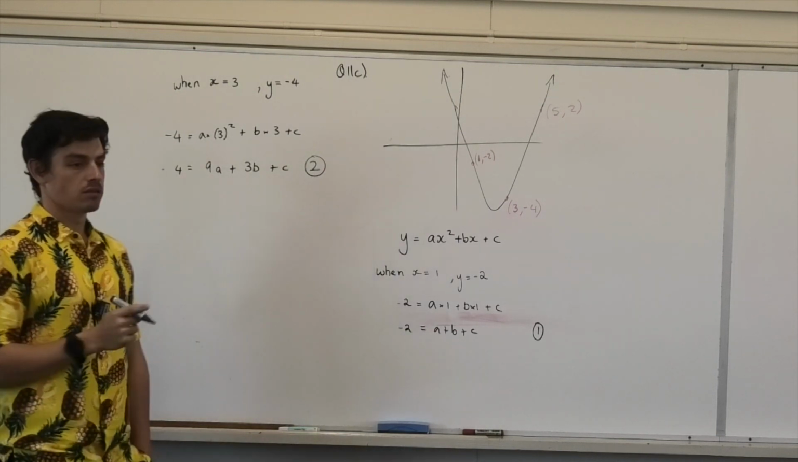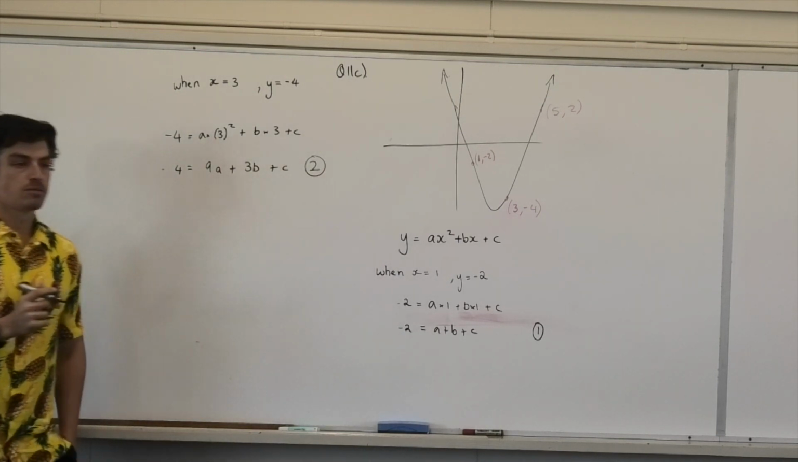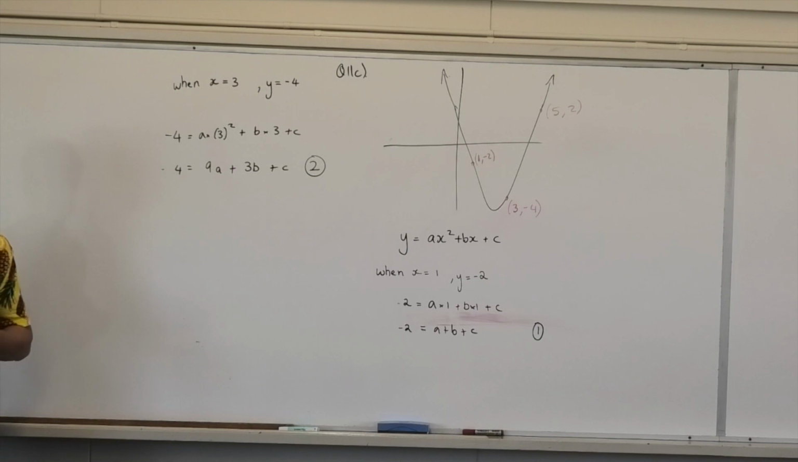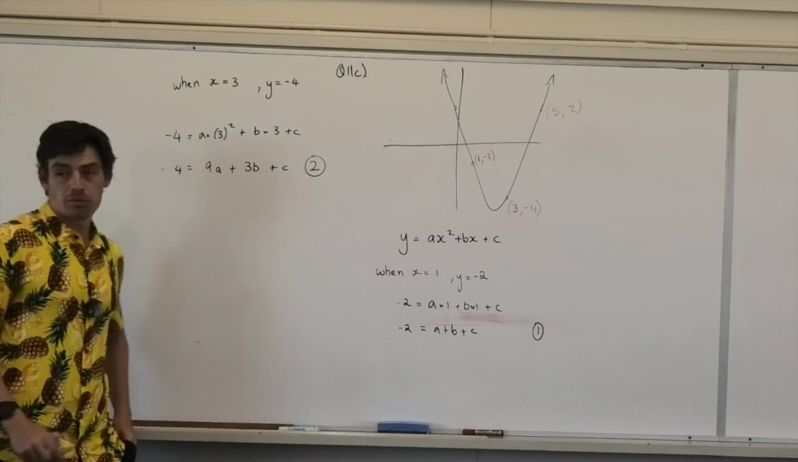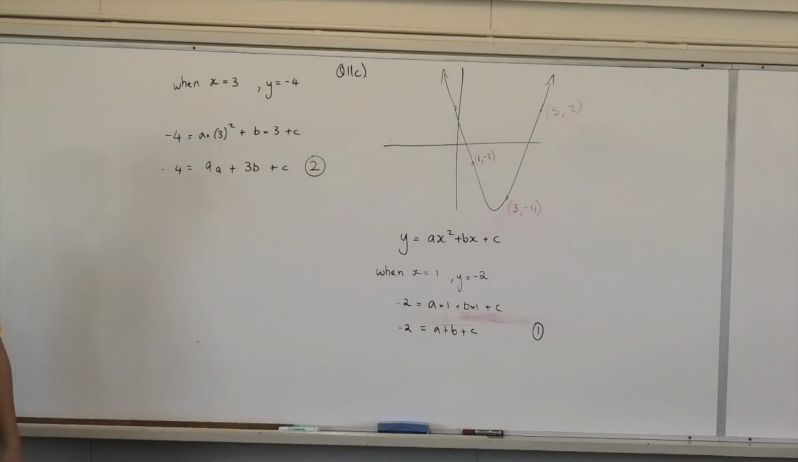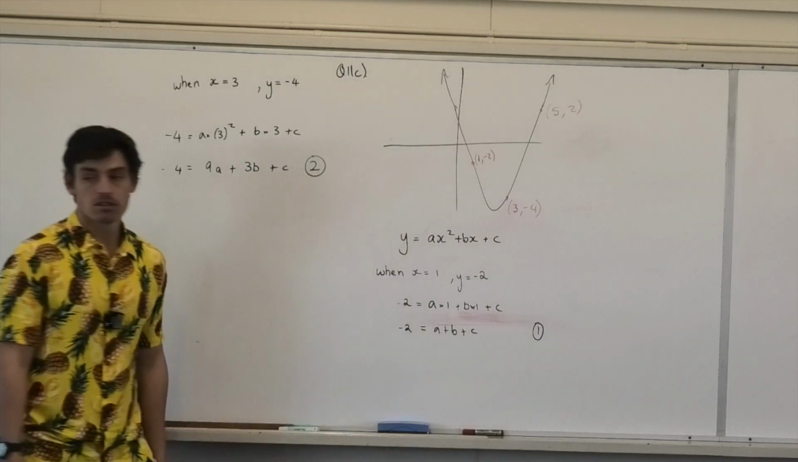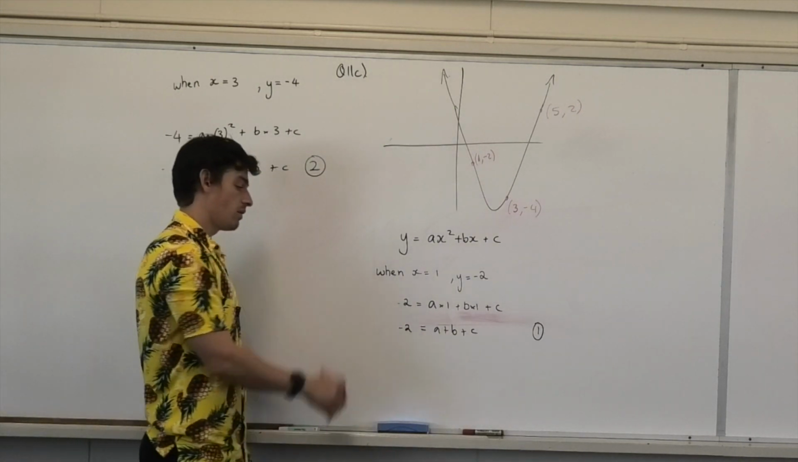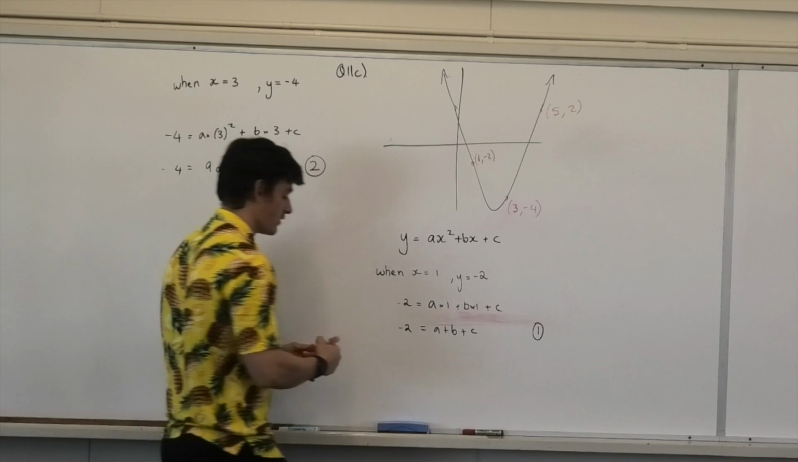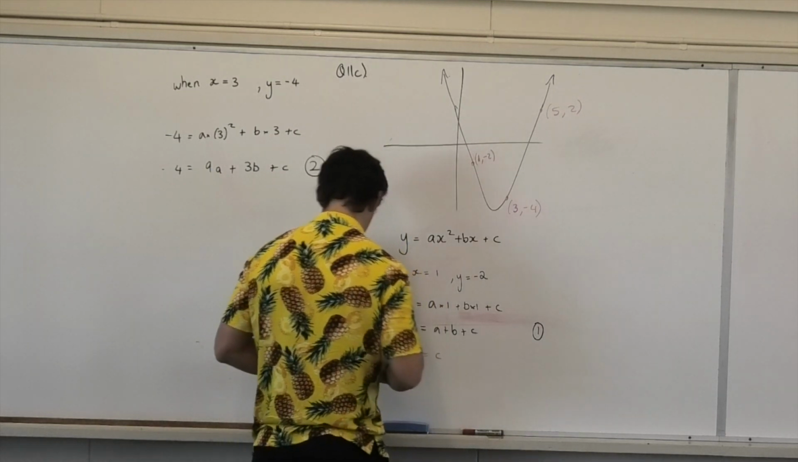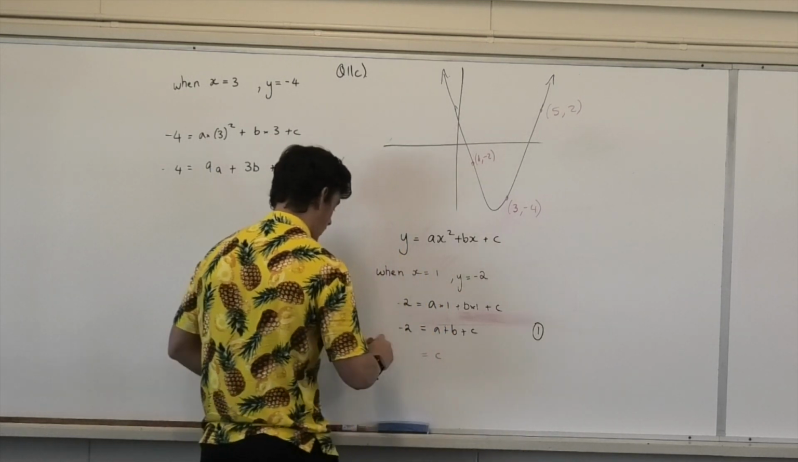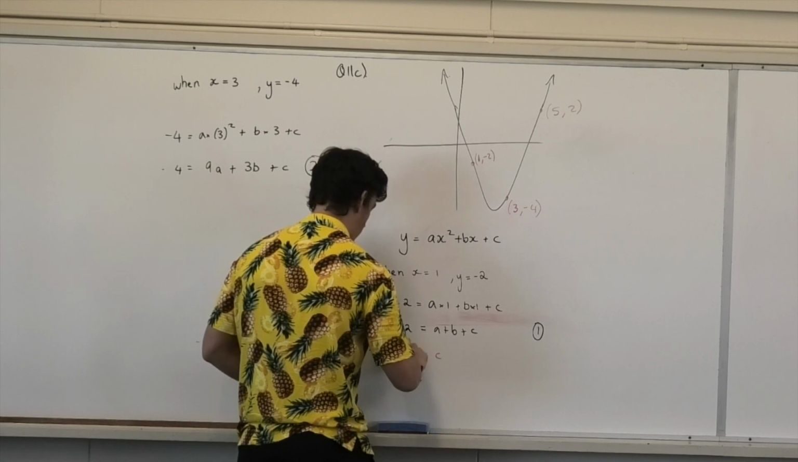Looks a bit tricky, doesn't it? What can I do to make this a bit easier for me? Could you rearrange? Yeah, I could rearrange to get the c by itself. Doesn't matter which equation. Not really. I'd probably attack 1. Okay, so I left a bit of space under 1 for a reason. So you might want to take the a and the b to the other side. So you would have c equals negative 2 minus a minus b.